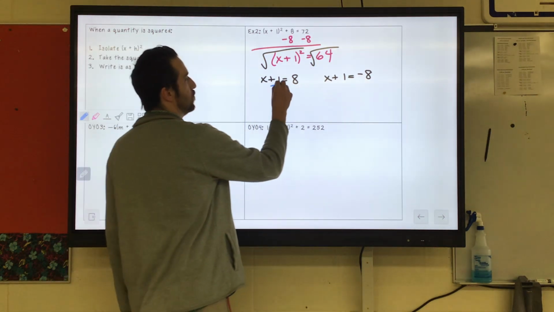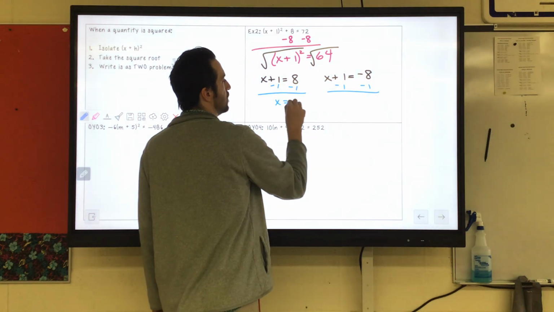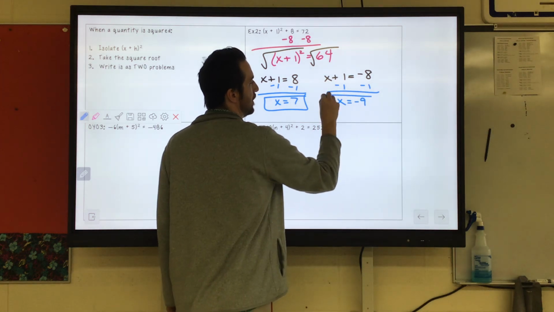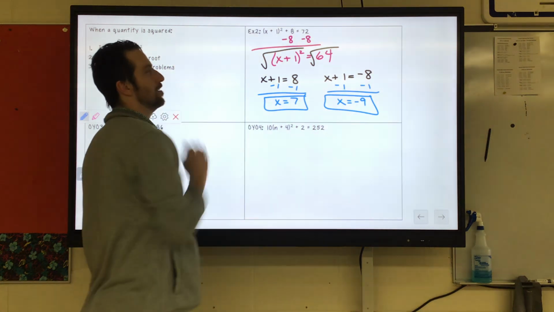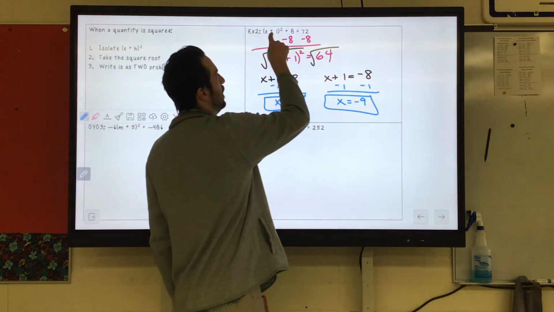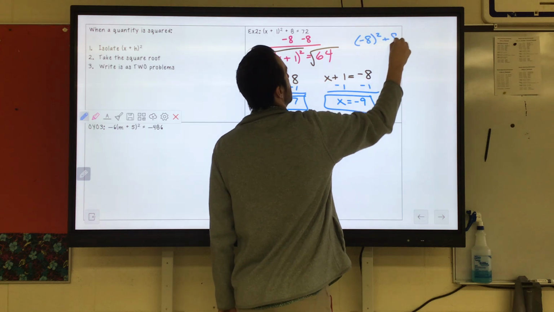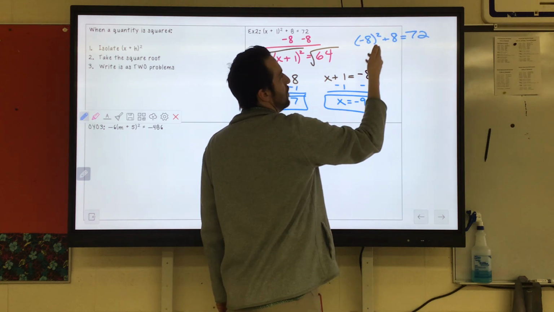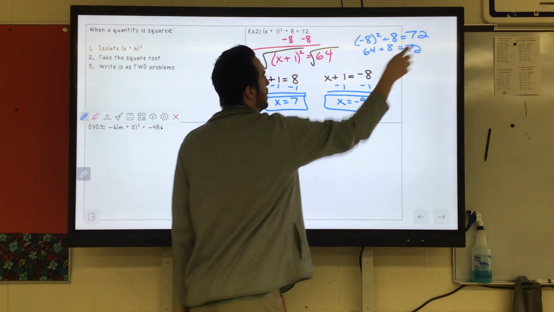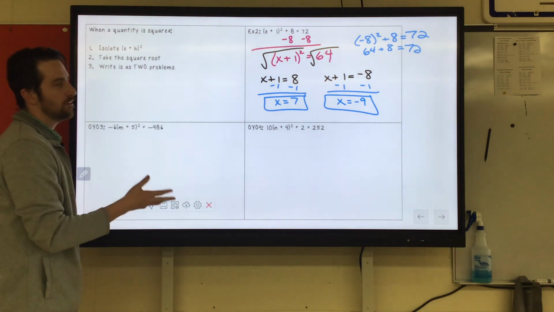And then we just have to subtract 1 from each of them. X equals 7 and x equals negative 9. If you put in either of these into the original equation, they both work. Let's try negative 9. Negative 9 plus 1 is negative 8. Negative 8 squared is positive 64, plus 8 is 72. 7 also works.